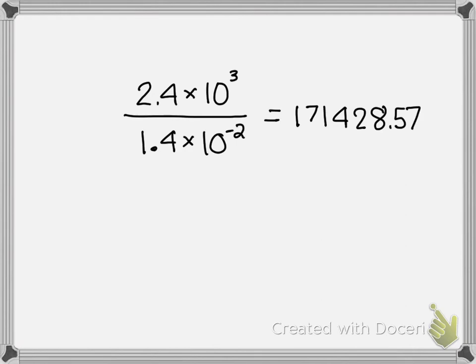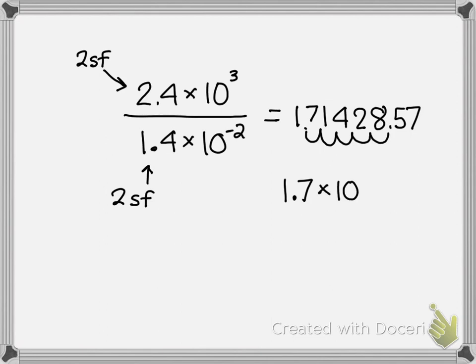171428.57. It keeps going. So in scientific notation, I'd move it 1, 2, 3, 4, 5. So I would get 1.7. Now I'm going to keep my coefficient with just 2 digits because this one has 2 sig figs and this one has 2 sig figs. Because remember, I just look at the coefficient. So I'm just going to keep the 1 and the 7. I'm going to say times 10 to the 1, 2, 3, 4, times 10 to the positive 5. So this is the answer that I would record.